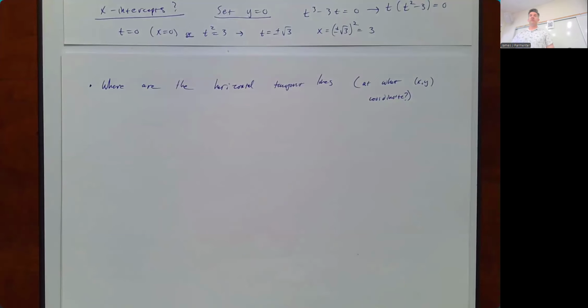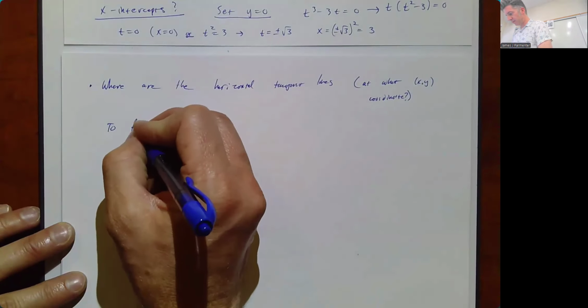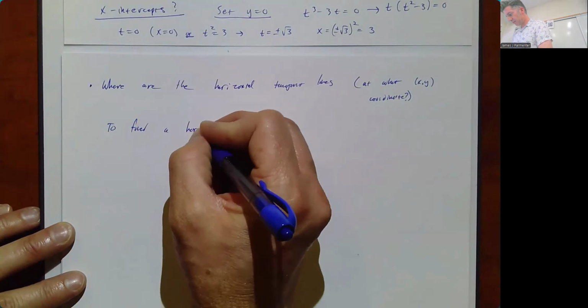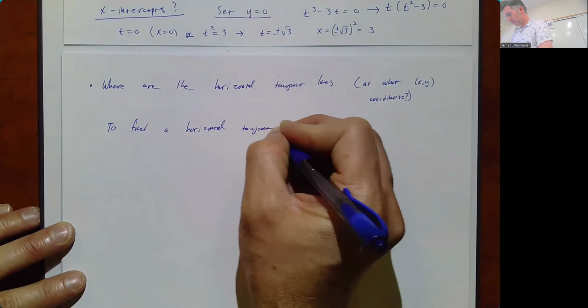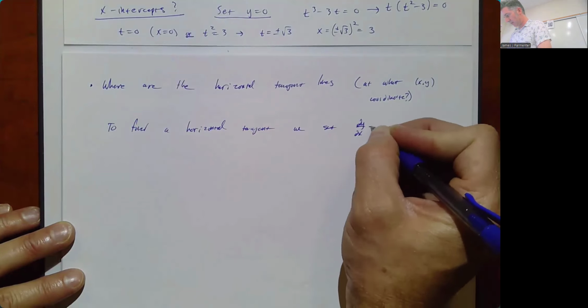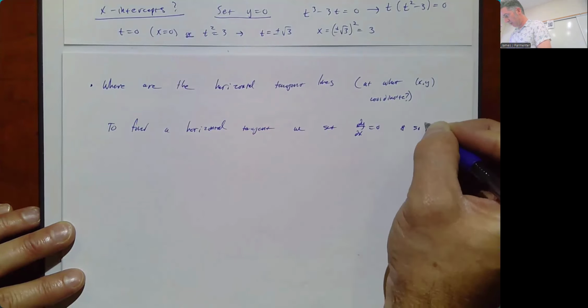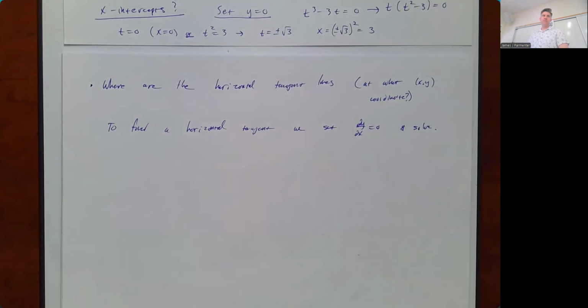Well, the derivative should be equal to 0. So to find a horizontal tangent, we set the derivative dy dx equal to 0 and solve. There's a problem. We don't know what dy dx is. We know what y and x both are as functions of time.